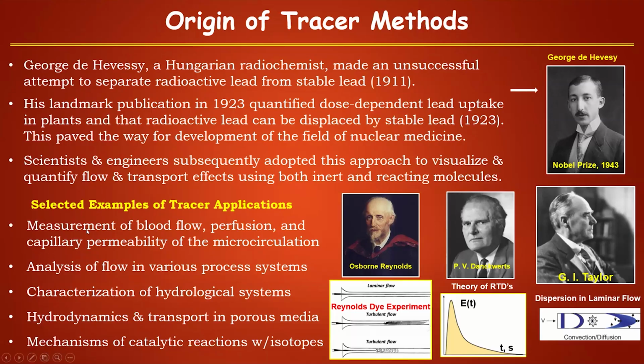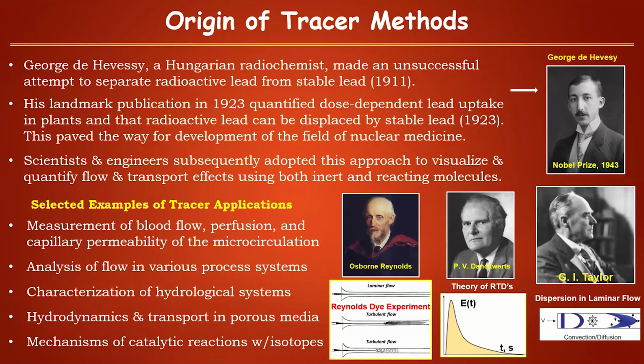Some examples where tracers have been used are listed here in the bullet points on the left. On the right side, you see some notable figures in science. Of course, Osborne Reynolds, whose classic dye experiments led to the concepts of laminar and turbulent flow. In the 1950s, a gentleman in England, P.V. Danckwerts, developed the whole theory of RTDs and defined some of the basic probability density functions that are used in tracer methods.